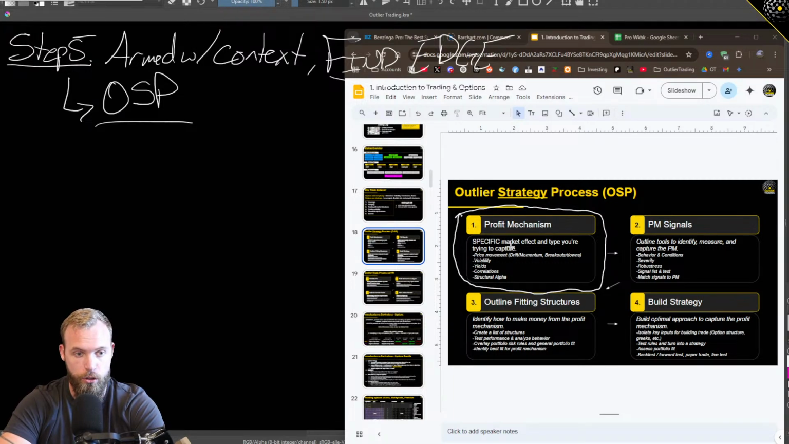You have to understand them in depth. You have to quantify them, qualify them. You have to then start attaching some of those signals that you found earlier that you were tinkering with and trying to align those signals with the profit mechanism to see if you can actually use those signals to identify the profit mechanism. From there, you can start playing with what kind of option structures might fit.